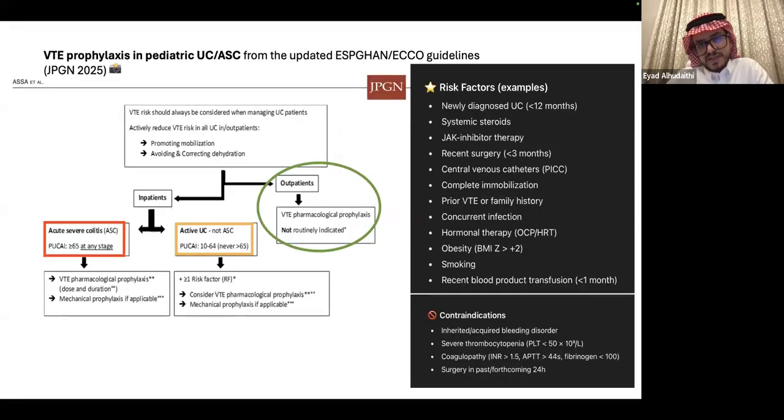So you can just capture screen this slide because it has the risk factors and contraindications. In some guidelines, if he has one or two risk factors, then you will go for the BID dose. If he has no risk factor, then you might only use OD dose. But know for sure the contraindications are inherited or acquired bleeding disorder, thrombocytopenia, coagulopathy, or surgery in the coming 24 hours.